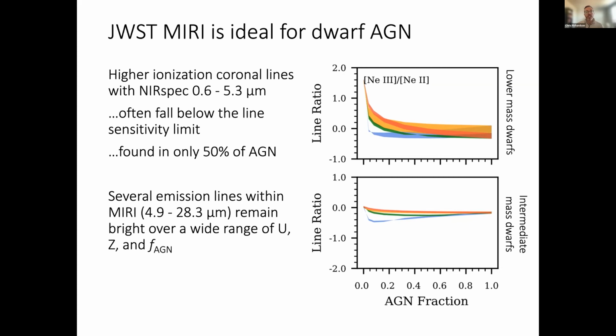But there are several other emission lines that lie within the MIRI band, like the neon 3 over neon 2 ratio, that have been good indicators of AGN activity for low-mass dwarfs. They've been used in diagnostic diagrams very similar to the BPT diagram, but in the IR. So we followed up on that by using this diagnostic.